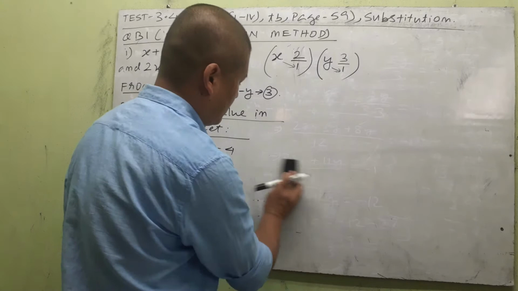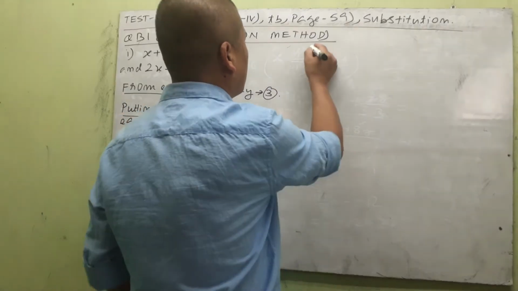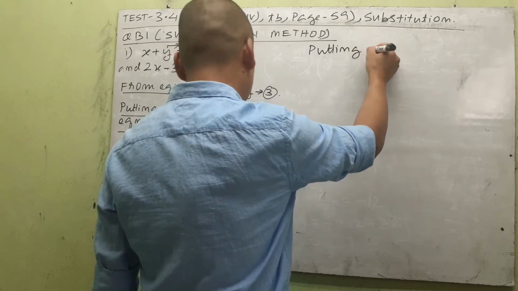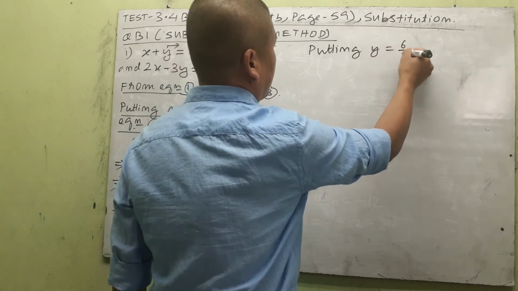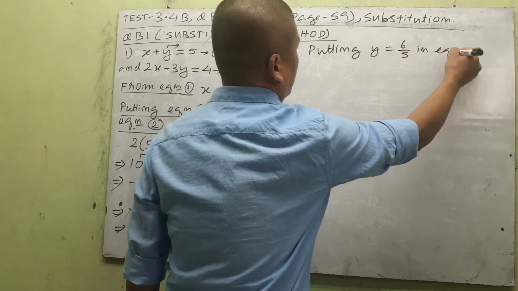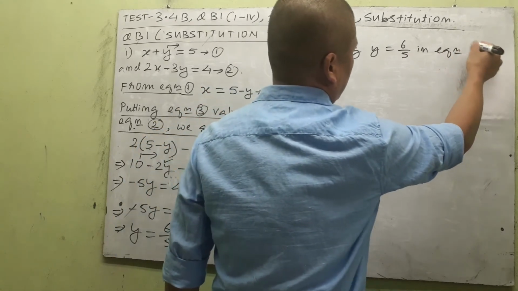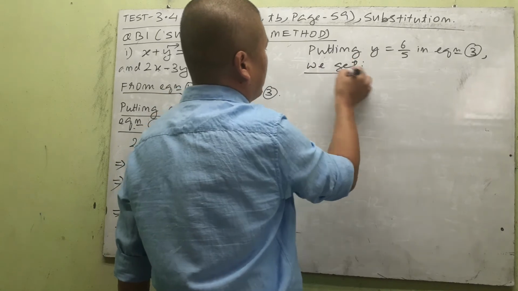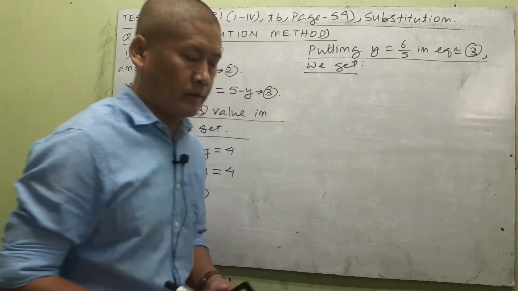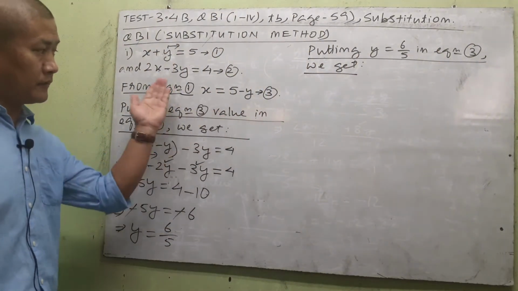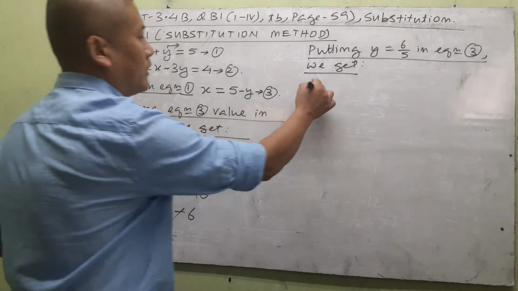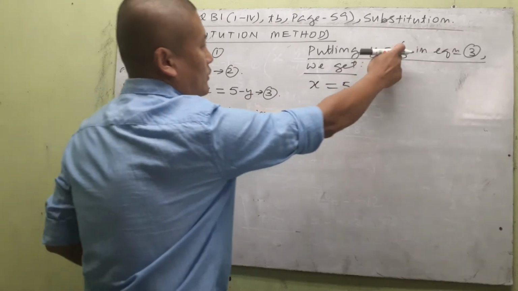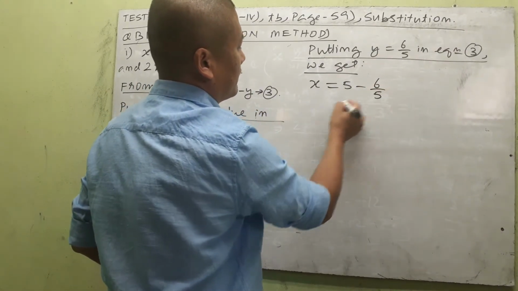Now, as we go on to find the value of x, putting y is equal to 6 by 5 in equation number 3, because 3 is perfectly arranged to find out x directly, as you can see here. X only on the left side, everything arranged. So x is equal to 5 minus y. So we're going to put this 6 by 5.